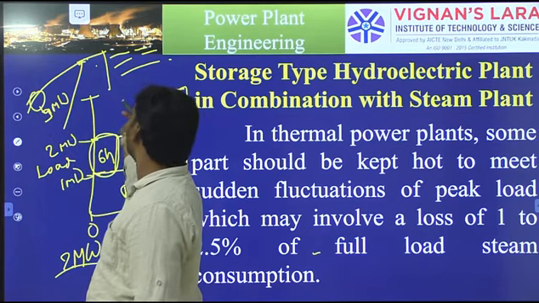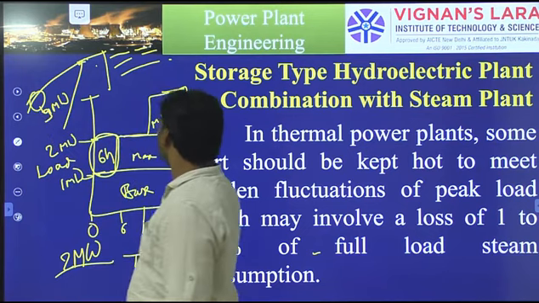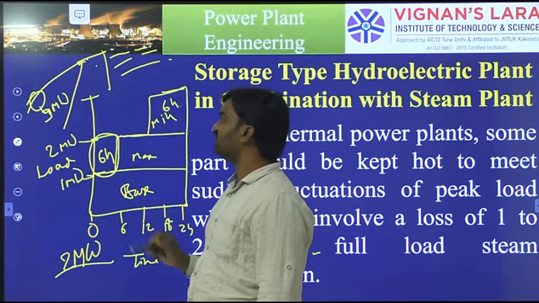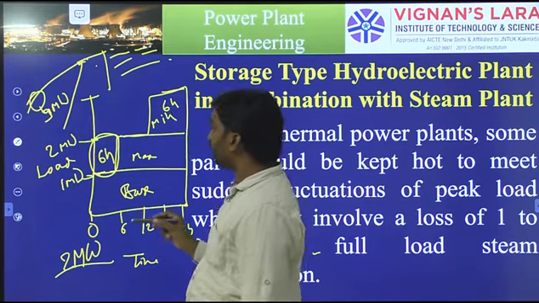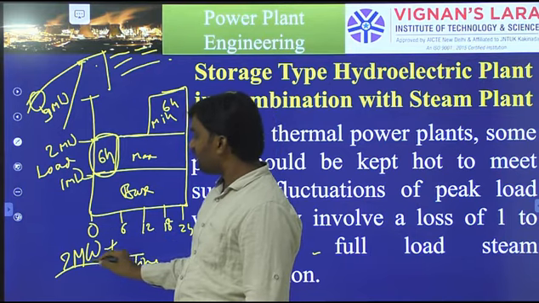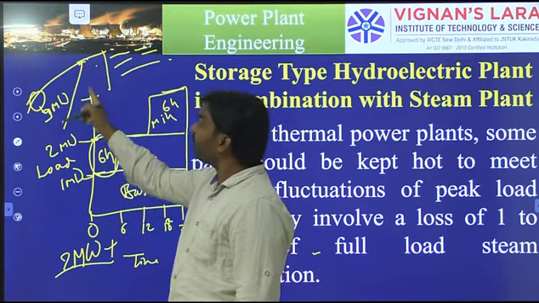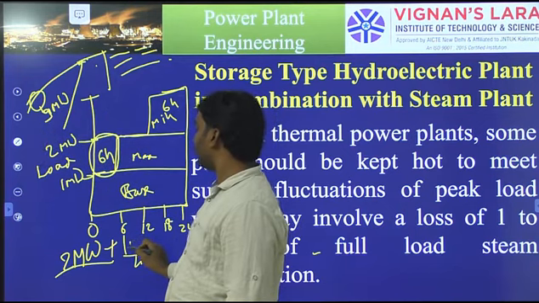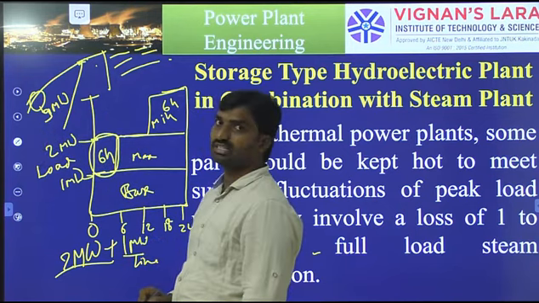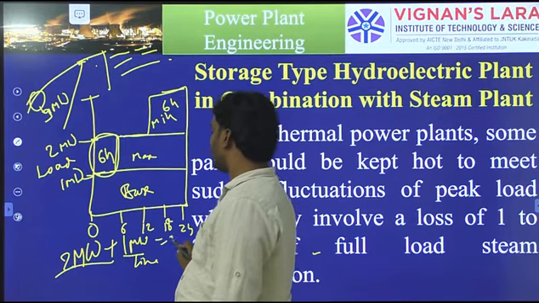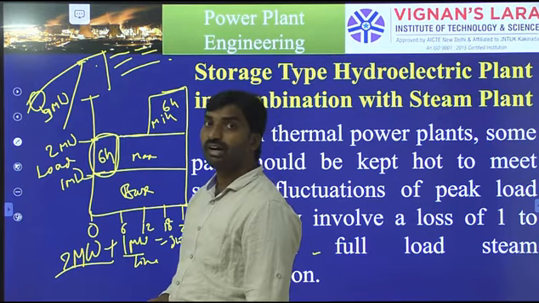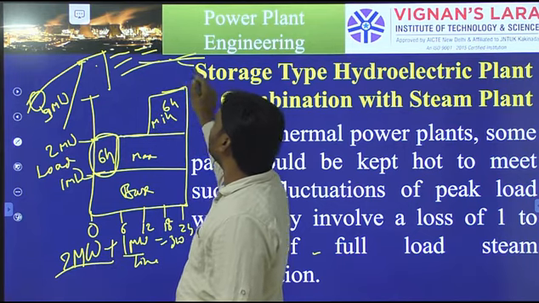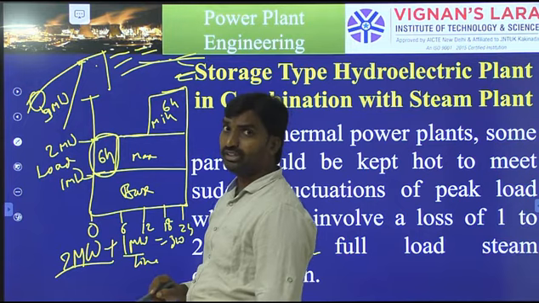When you require 3 megawatts of power for 6 hours, at that time what do you need to do? You run the steam power plant along with the hydroelectric power plant. The hydroelectric power plant is also operated with a 1 megawatt capacity. So you get 3 megawatts of power. But if the water flow is not available, what do you need to do?